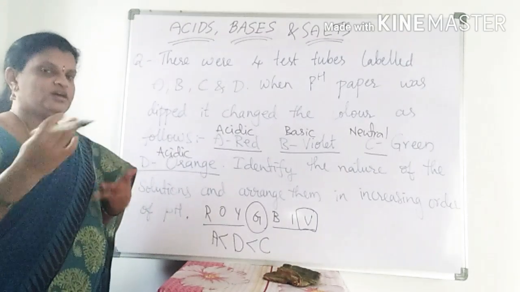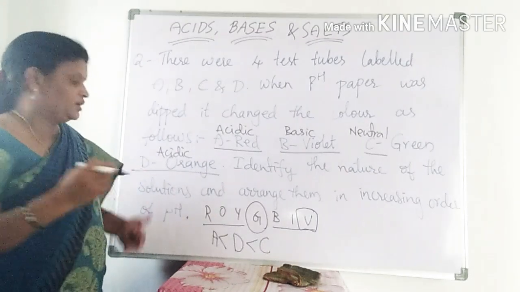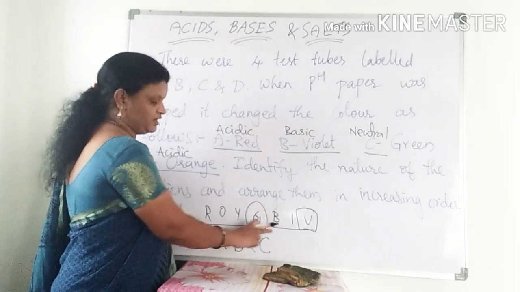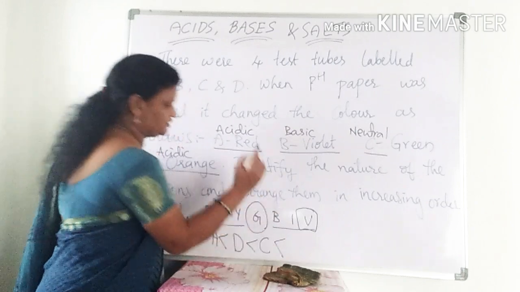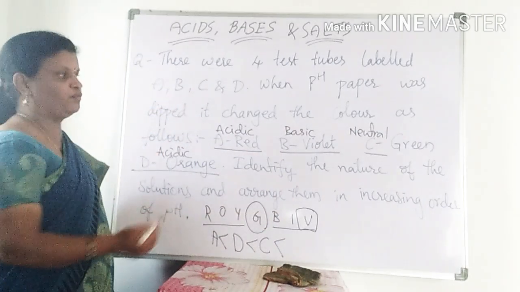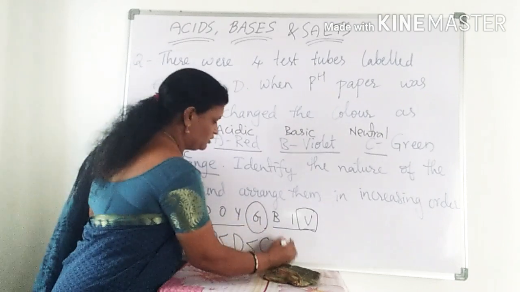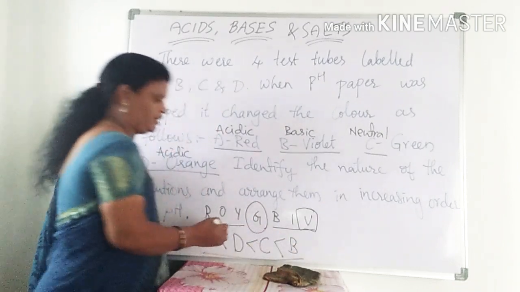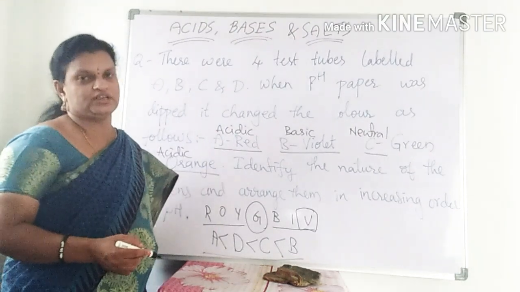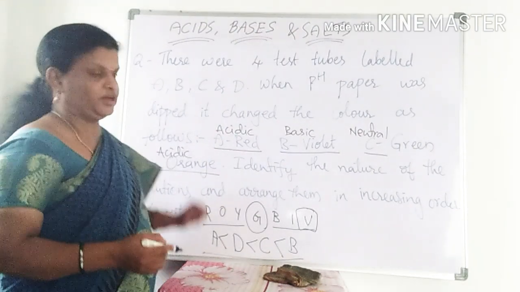How we are writing in increasing order? Like that here also we have to write. So A less than D less than C. Next, less than, blue color we don't have anywhere, indigo we don't have anywhere, violet is there. So what we can do? B. So A, D, C, B. If you are writing here B, C, D, A, it will be the wrong answer. Increasing order is asked, that only you have to write.